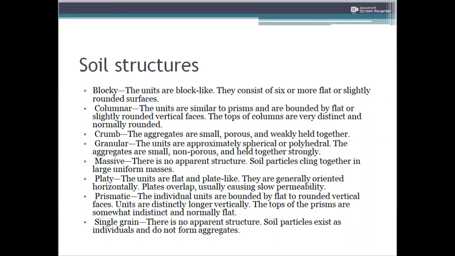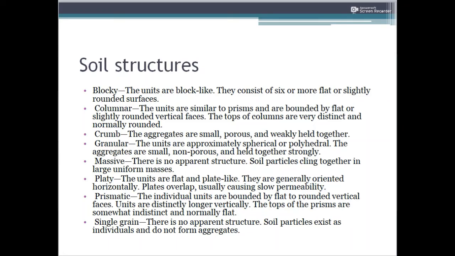or the soils can be columnar. As we see, the units are similar to prisms, or they are bounded by flat or slightly rounded vertical faces. And the tops of the columns are very distinct and normally rounded. And it could be crumb, that is, small, porous and weakly held matter could occur.